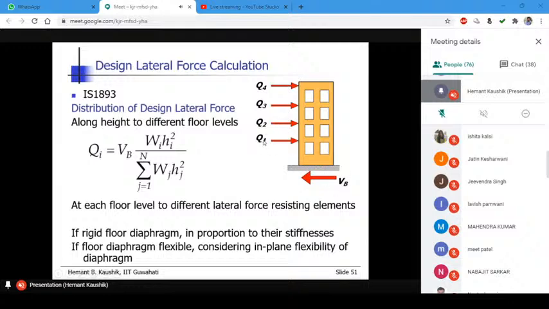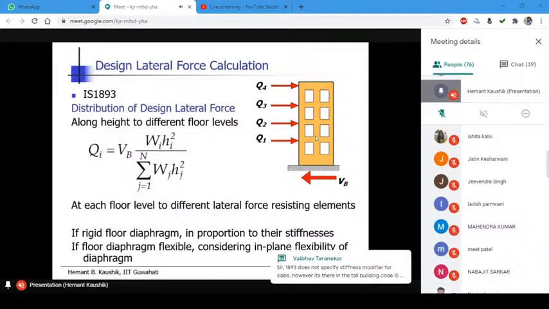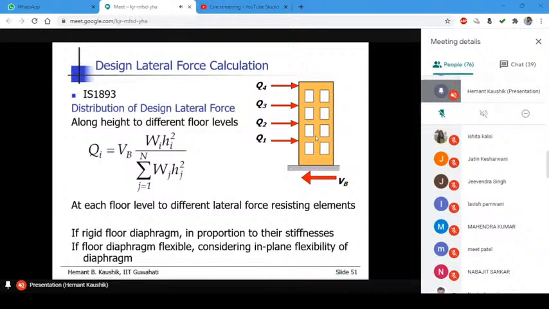Next step is you distribute this Q1 to different members here, right? So there may be shear walls, there may be these lateral force resisting elements. You can distribute to each of them. So let us say there are n number of frames. Q1 is at a particular level, but there may be 10 frames in the other direction. So this Q1 at a level has to be distributed to 10 frames. Now that distribution is done using the relative stiffness of these frames. Okay.